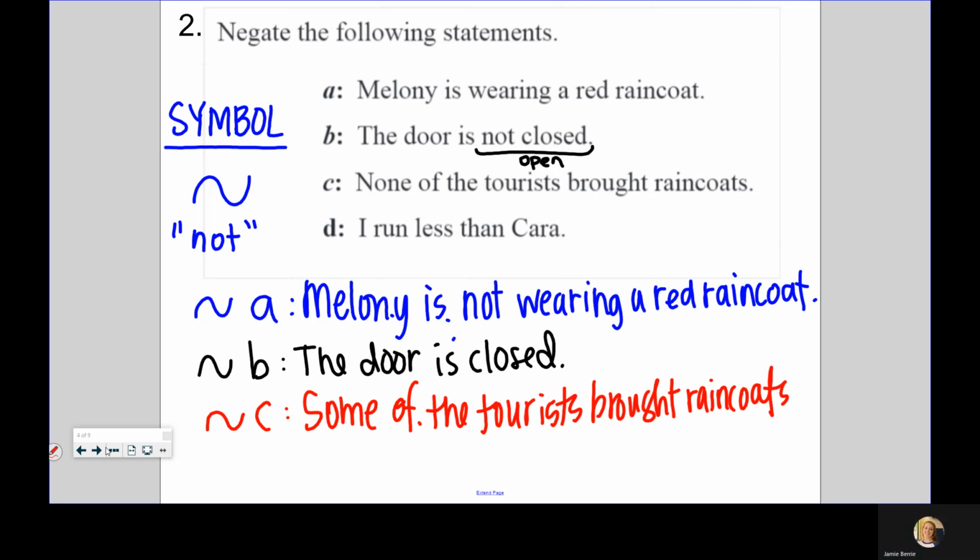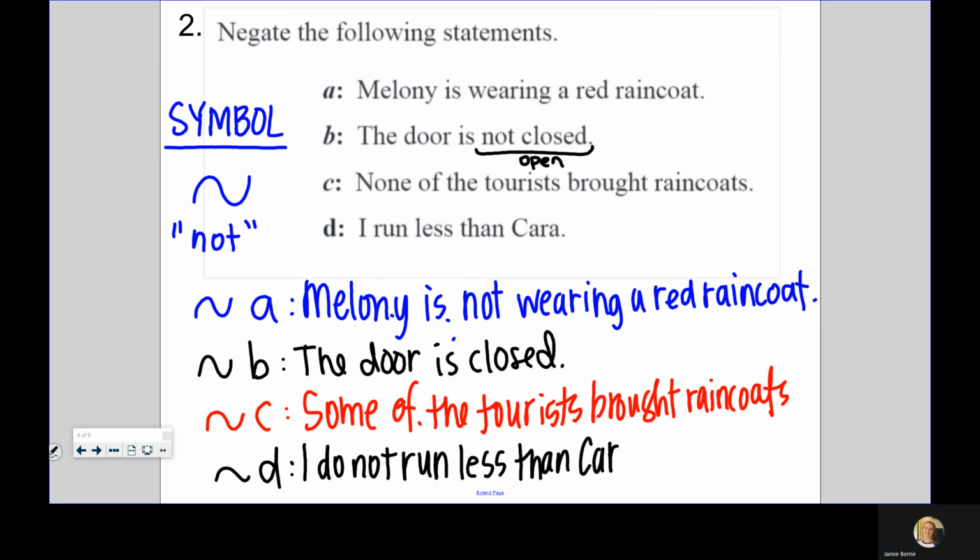And then the last one, I run less than Kara. So this is the one I told you that I think is the hardest one here. When you think of what's the opposite of less than, you think more than. But there's another option that we need to take into consideration. You could run exactly the same as Kara. So you would either say, I run exactly the same as or more than Kara. A shorter way to say that would be, I do not run less than Kara. So this way, just a little bit shorter, and it encompasses everything. I do not run less than Kara. And that way it encompasses everything, and you don't have to write very much.